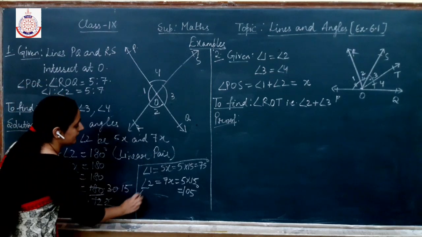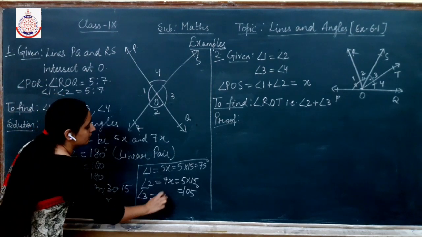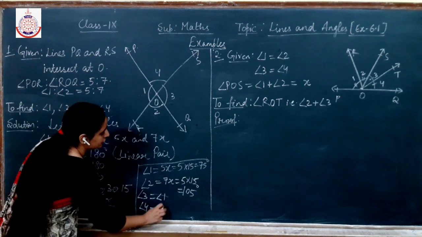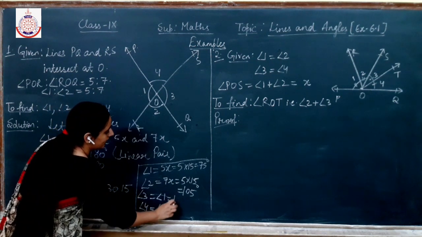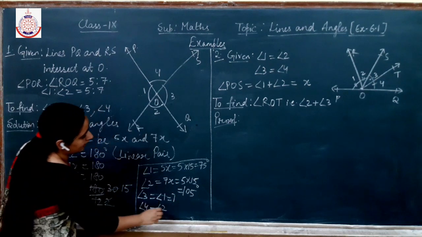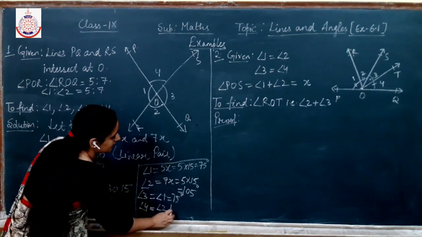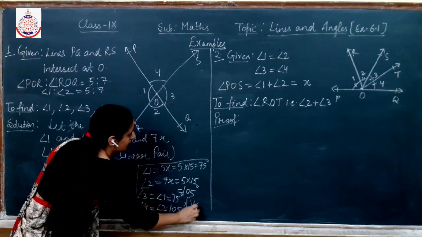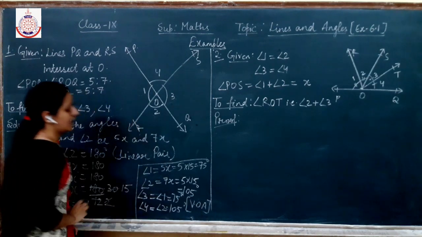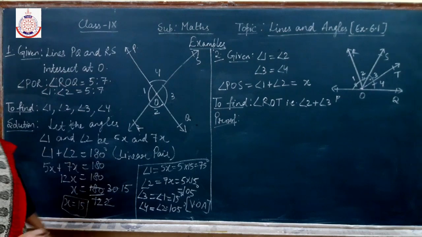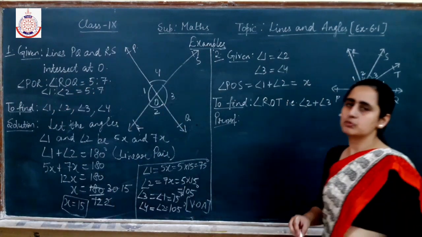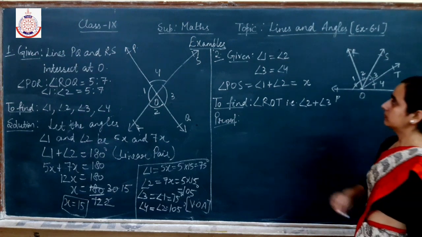So here we will write angle 3 is equal to angle 1 and angle 4 is equal to angle 2. We will write the values. This angle 1 was 75 degree and this was 105 degree. The reason for them is that they are vertically opposite angles. So this way we can solve any question of geometry. Let us move to the next example.